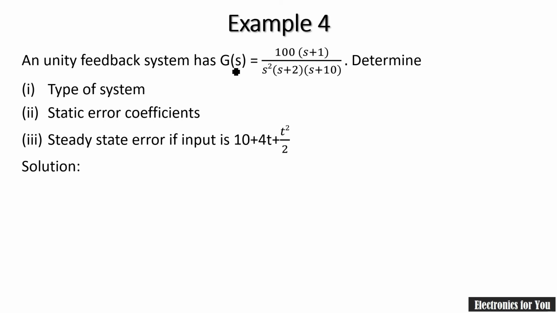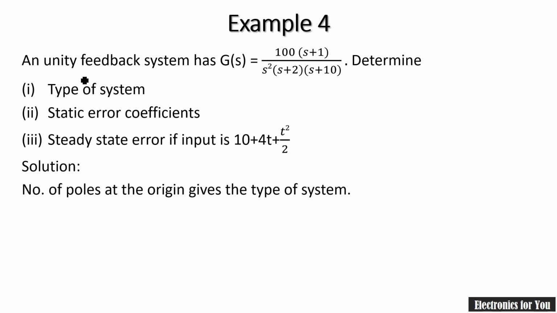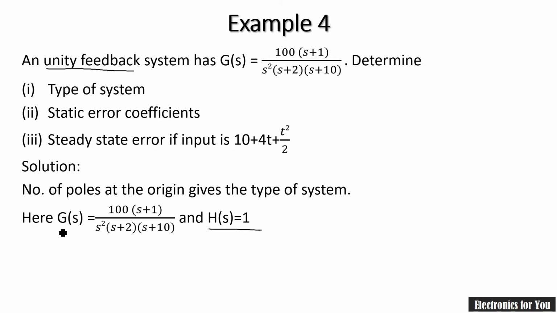Okay, now let us solve this problem. G of S is given as this one, and it is a unity feedback system, therefore H of S equals 1. Now the multiplication of this, that is G of S into H of S, will be equal to 100 times (S plus 1) over S square times (S plus 2) times (S plus 10).